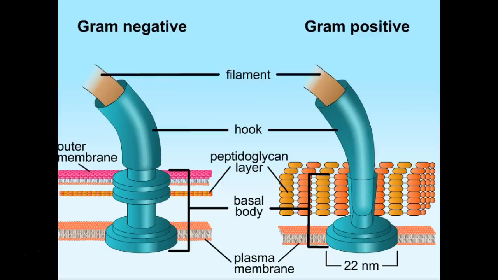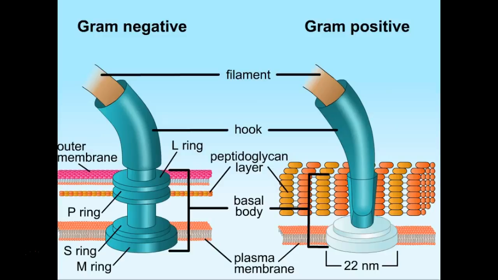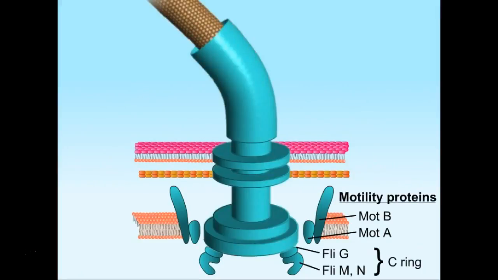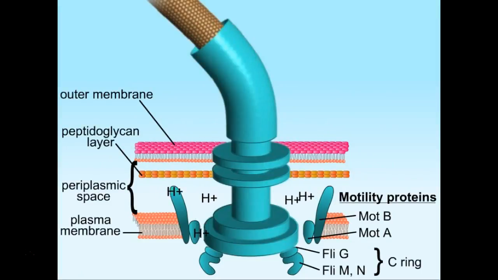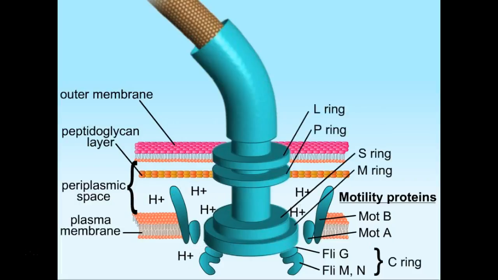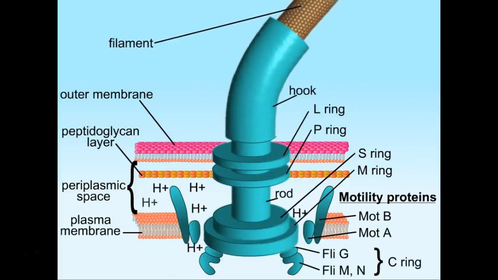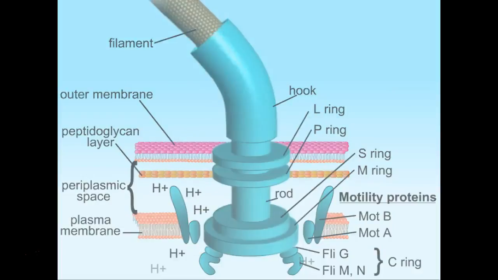The basal body consists of rings that correspond to the layers of the cell envelope, and therefore differ in gram-negative and gram-positive bacteria. In most gram-negative bacteria, there are 4 rings connected to a central rod. Gram-positive bacteria have only 2 basal body rings, one connected to the cell membrane and the other to the cell wall. Motility is mediated by proteins associated with the plasma membrane and basal body, and is powered by the proton motive force associated with the plasma membrane. The filament is a rigid structure which rotates to move the bacterial cell.